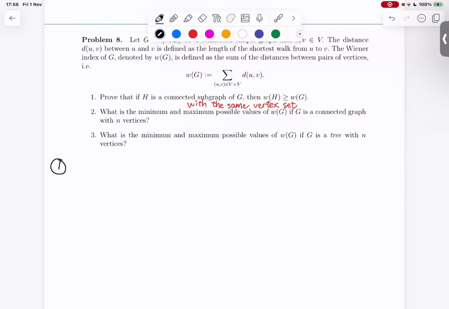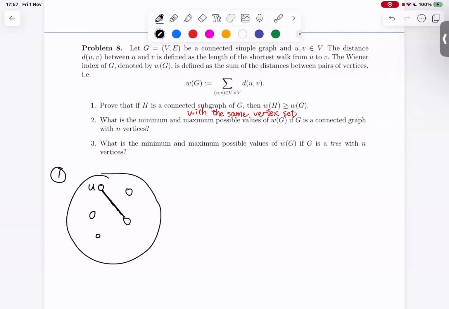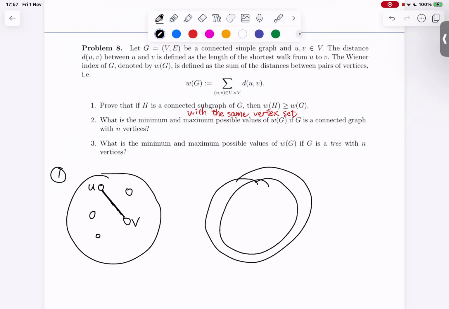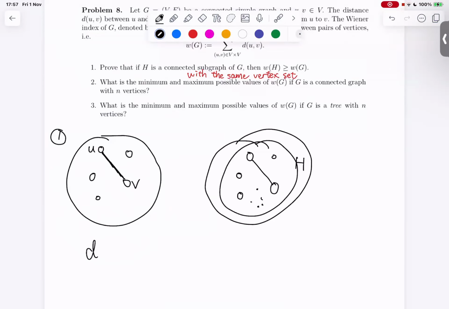So consider a graph G, and we have some vertices here. Suppose this is the shortest distance from vertex U to V. Then consider a subgraph of the same vertex set. Consider this subgraph H, and we may have two situations here. The first situation is that the distance of U and V in the subgraph H is equal to the distance of U and V in G.